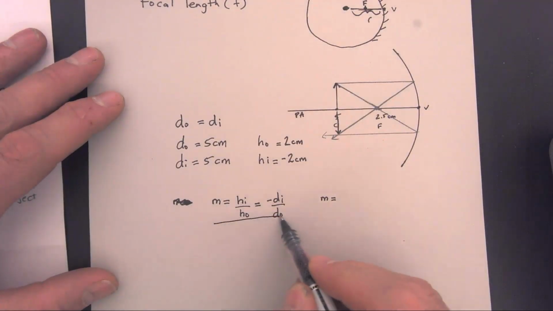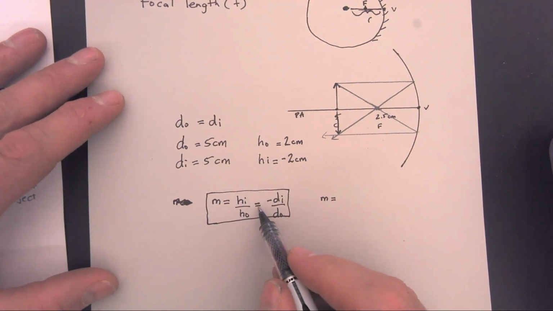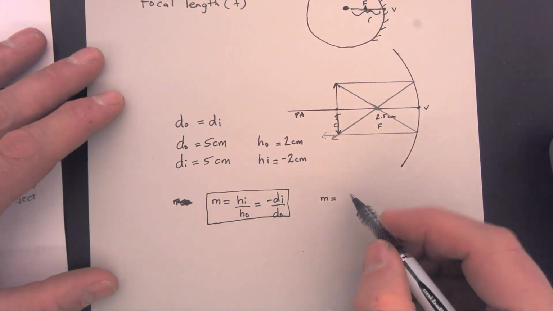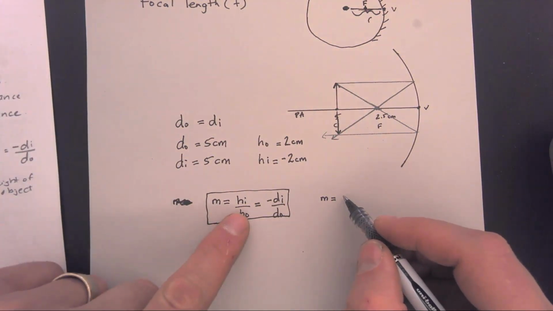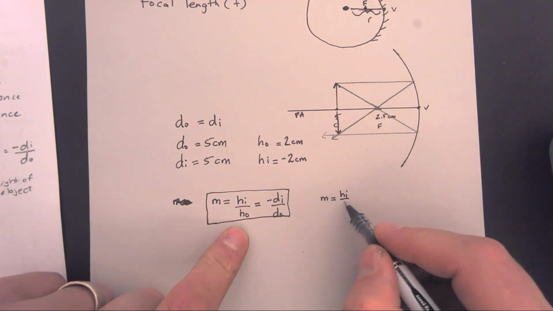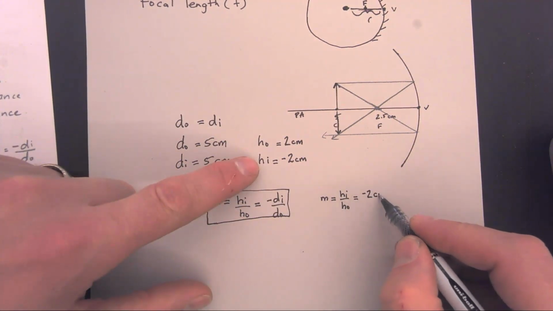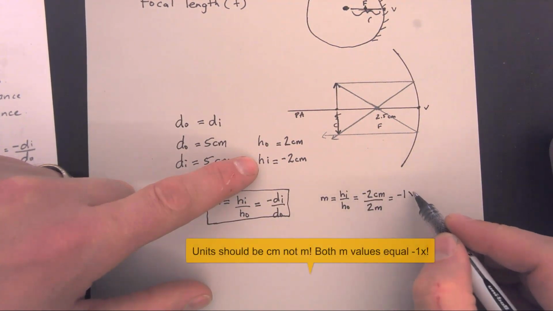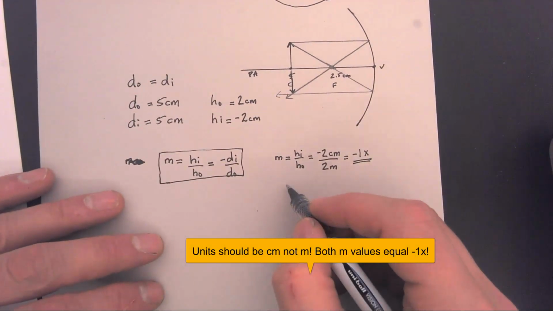To find the magnification of the image, what we have to do is use this following equation. Magnification is equal to the height of the image divided by the height of the object, or it's equal to the negative distance of the image divided by the distance of the object. For example, we can actually just simplify that by just picking which one we want. So we don't have to do both or the whole thing altogether. We can just take the height of the image and divide it by the height of the object. For example, in my case it's negative 2 centimeters divided by 2 centimeters, which is going to equal negative 1. This means that the magnification is negative 1 times.